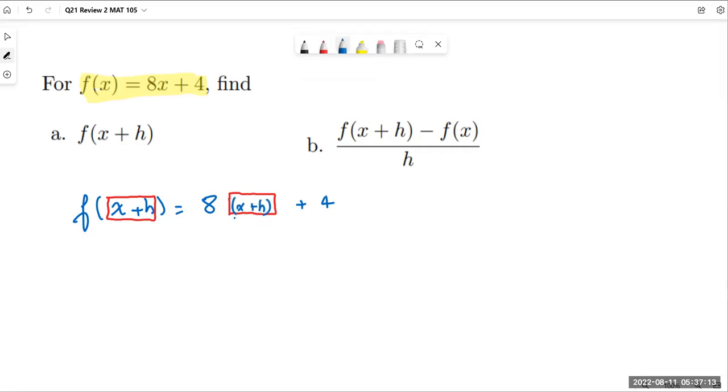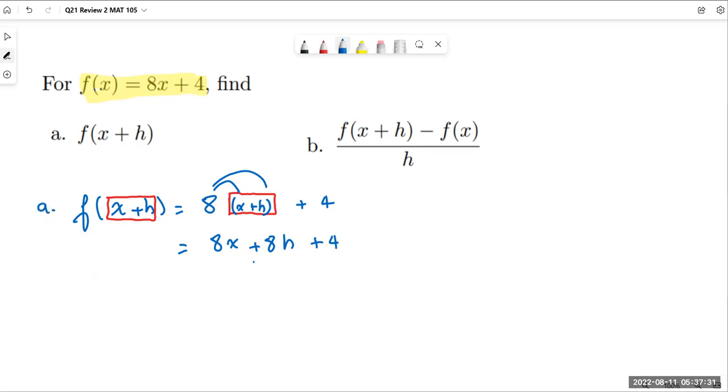All right. So your equation will become 8 times x plus h plus 4, and that's going to be making the distribution first, 8x plus 8h, and then finally plus 4. So this is going to be the answer for A.